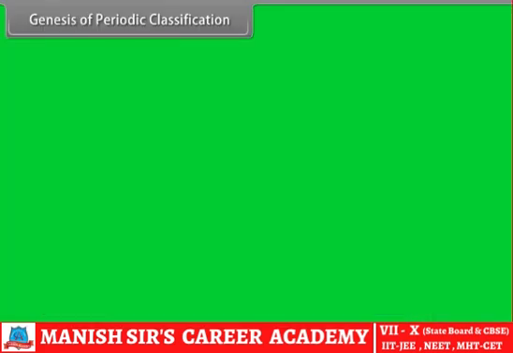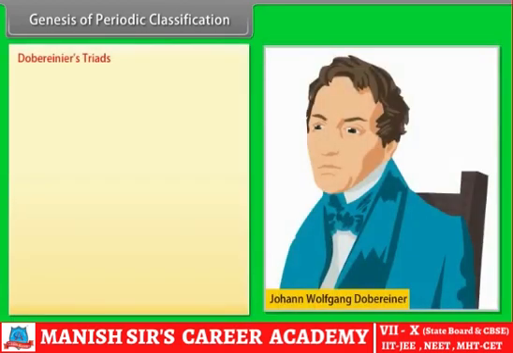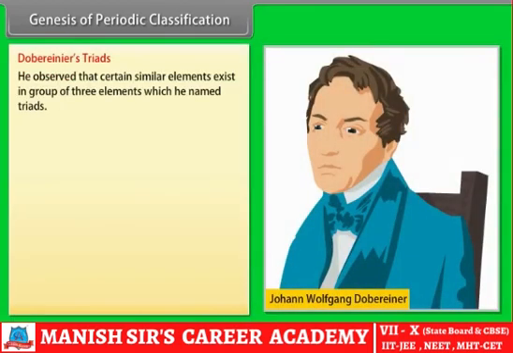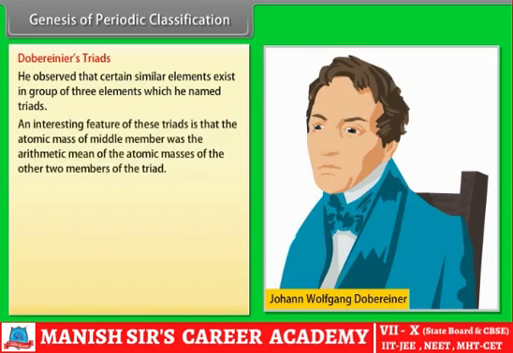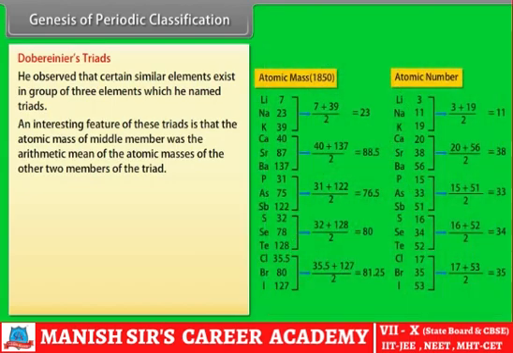Genesis of periodic classification. Döbereiner's triads. He observed that certain similar elements exist in group of 3 elements, which he named triads. An interesting feature of these triads is that the atomic mass of middle member was the arithmetic mean of the atomic masses of the other 2 members of the triad.